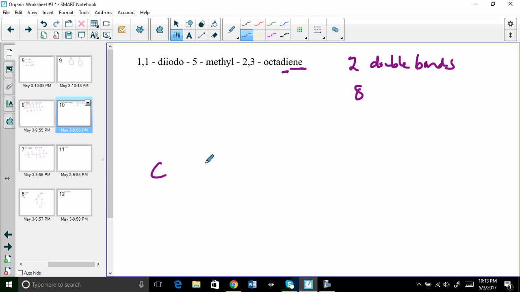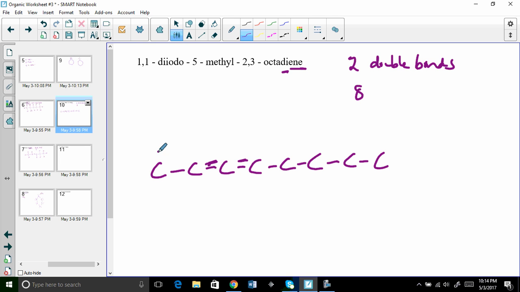So I'm going to do this. 8: 1, 2, 3, 4, 5, 6, 7, 8. There's 8 carbons. There's 7 bonding sites: 1, 2, 3, 4, 5, 6, 7. I have 2 double bonds and they're at bonding site 2 and bonding site 3. And now I'm going to count.